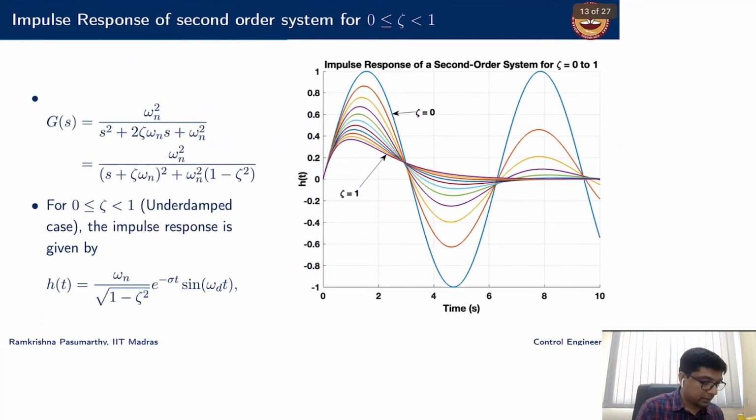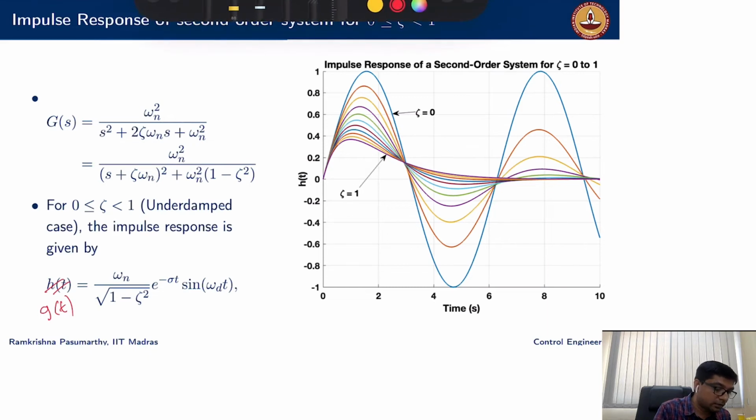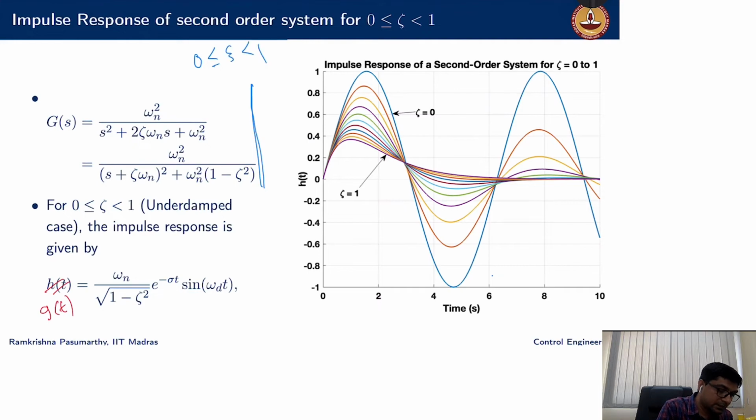Okay, so if I just look at what was forcing my systems to behave in a certain way, let me call this in the standard notation as g of t. We'll use g for all transfer functions from now. So this is where my system starts off. This is my transfer function of the second order system. I'm looking at 0 less than or equal to zeta less than 1.